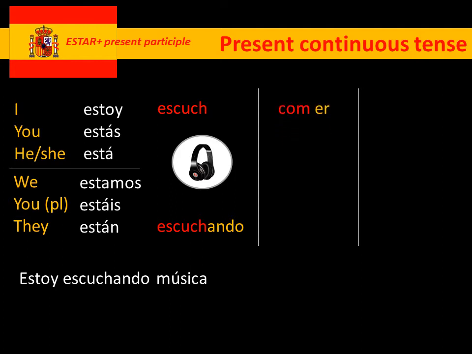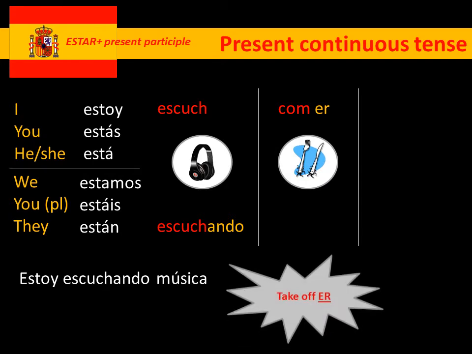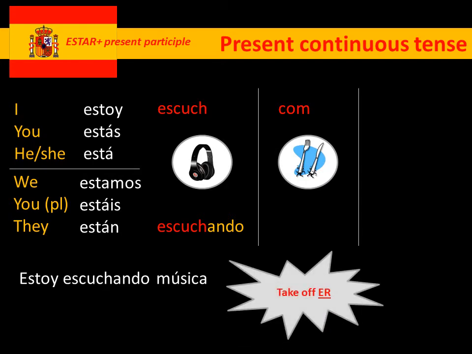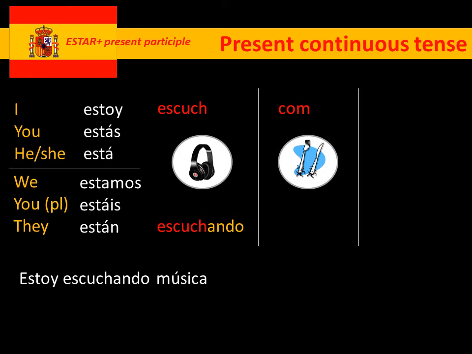We're going to look also at an ER verb. So we've got comer, significa to eat. So the same thing then, we take off the ER, ER's gone, and we add now our ending, comiendo. So the iendo is the ending. So estoy comiendo paella. I am eating paella.